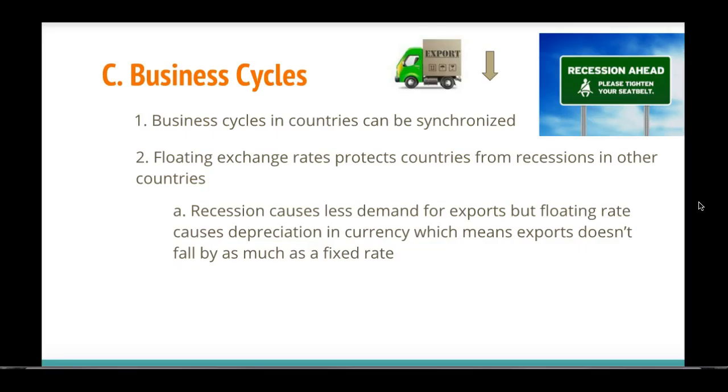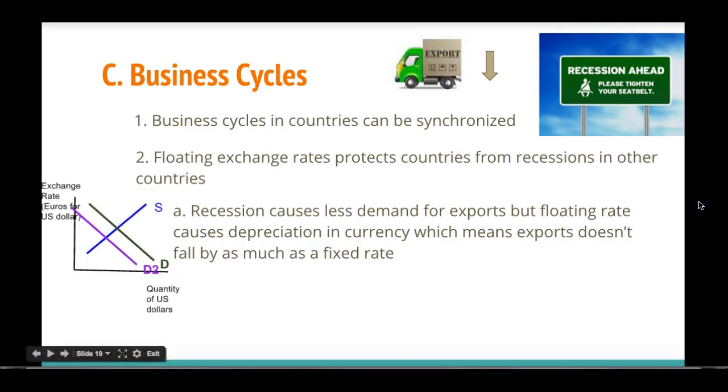So what happens is that when we have a recession, we have less exports out there, and when we have that floating rate, it's going to automatically drop the value of the currency. And so it means that because the value of the currency has gone down, more people are going to be interested in our exports anyways. So it kind of balances out a little bit. It's not going to drop as much as if we have a fixed rate.